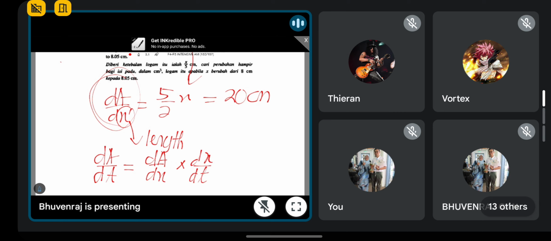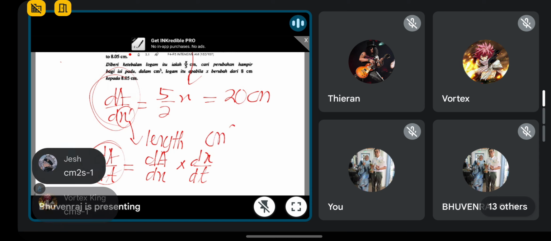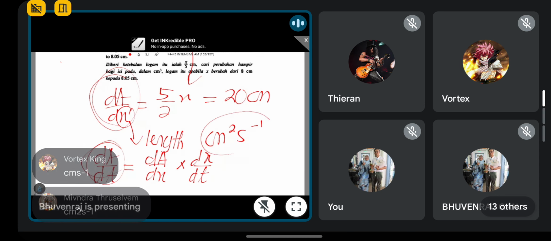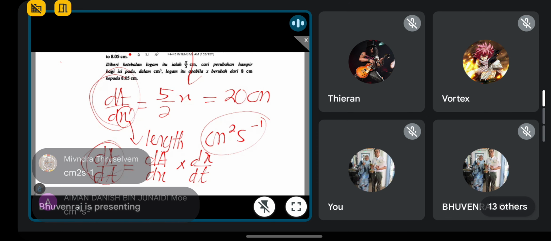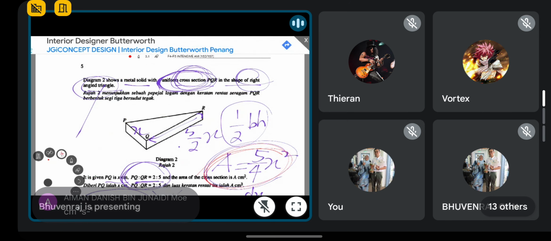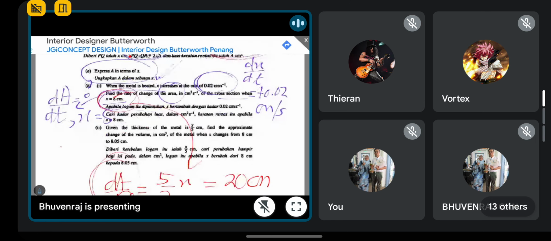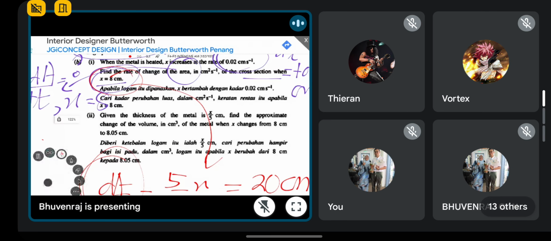Unit, guys, what is the unit for this? I think just now some of you told, right? Cm squared per second. This is the correct one for now. Okay, this time this is the unit. Okay, so we answered part B, part 2 already. So now we look at the last one, paling akhir.